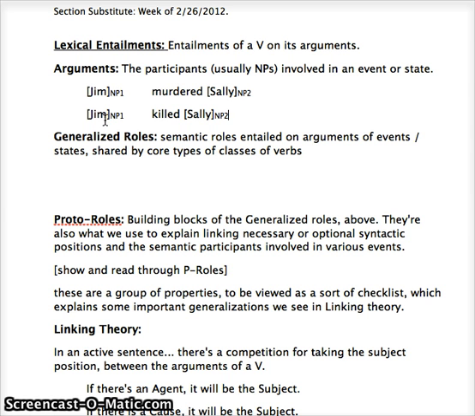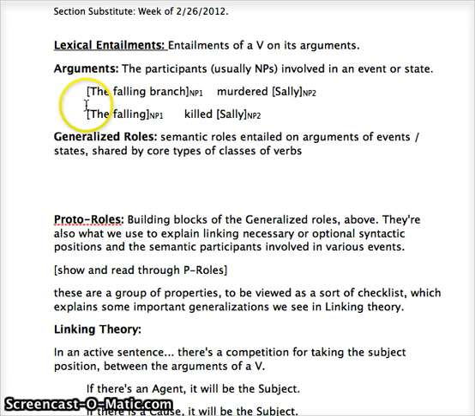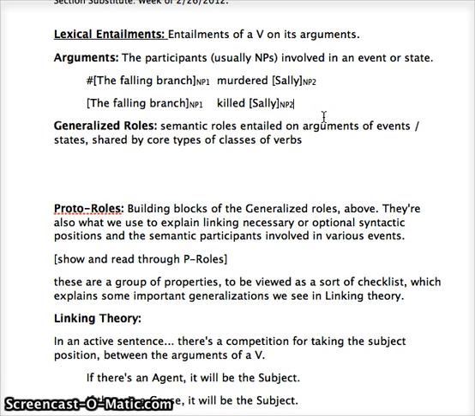And one of the ways that we can see this informally is that if we say the falling branch killed Sally, this is completely fine. But if we say the falling branch murdered Sally, all of a sudden that becomes infelicitous. So there's obviously something about intentionality and the fact that only humans can be intentional, or at least falling branches can't, such that the first sentence here is infelicitous and the second sentence is not. And these are requirements that the verb has put on its arguments, NP1 and NP2.